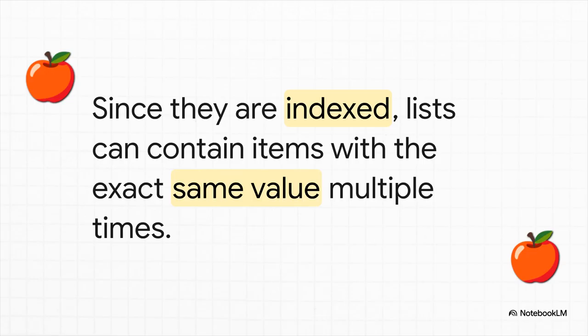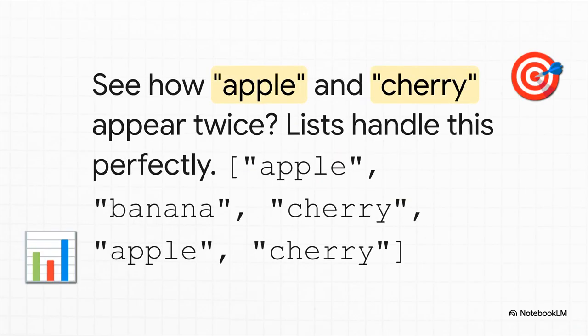And rule number 3, lists have no problem with duplicates. You can have the exact same item in your list 2, 3, or 100 times, and Python is totally cool with it. Each one simply gets its own spot in the ordered line. And here's a perfect example of that in action. See how apple shows up twice, and so does cherry? No problem at all. This is awesome for stuff like, say, keeping a list of votes, where you'd expect to see the same name pop up over and over again.